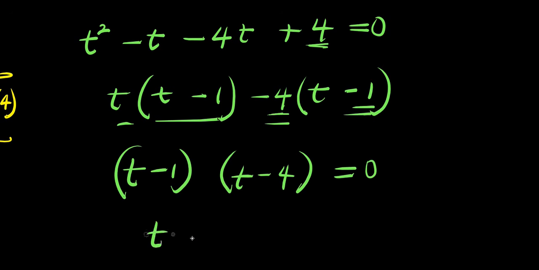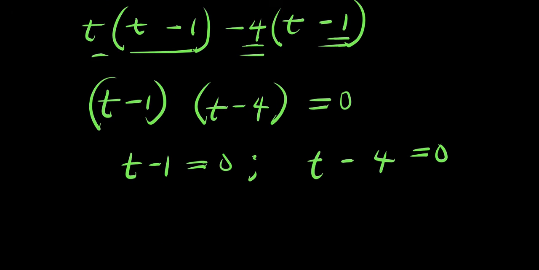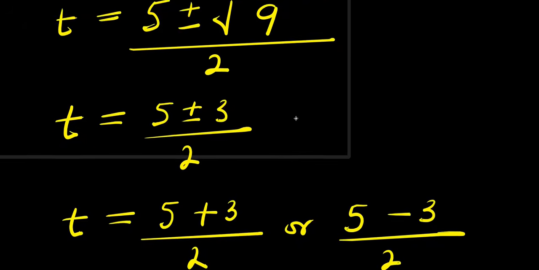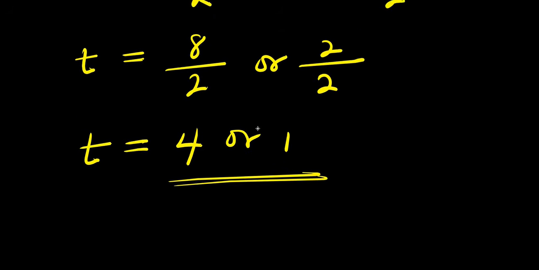So you have t minus 1 equals 0, and t minus 4 equals 0. So from here, you solve for t, that means your t equals 1 and t equals 4. This is the method of factorization, which we have solved and gotten the same answer just like this.